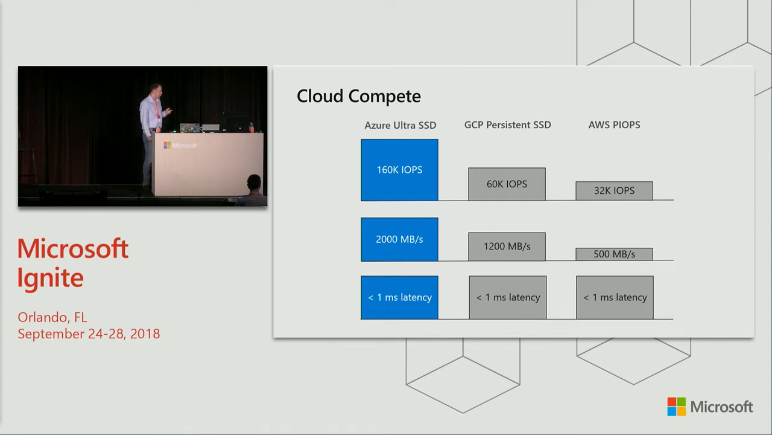We clock in at 2 gigabytes per second for throughput, which is the saturation point of our biggest VMs. And all across the board here, we have good sub-millisecond latencies.